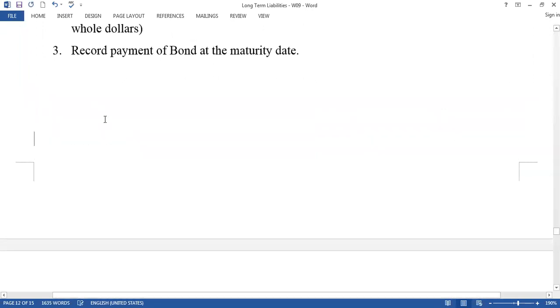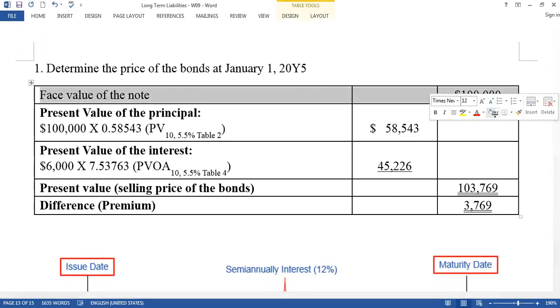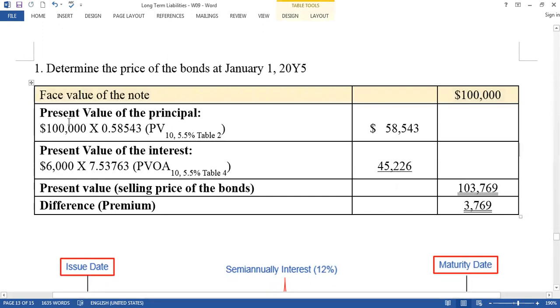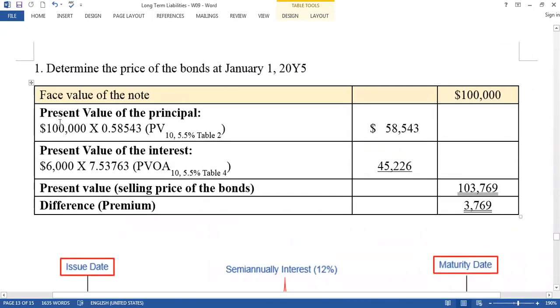Look at this table. According to this table, this is the face amount of the bond today. And we are going to calculate the present value. What is the present value of $100,000 today first? So $100,000, 10 years, and we use 5.5 market rate, right?